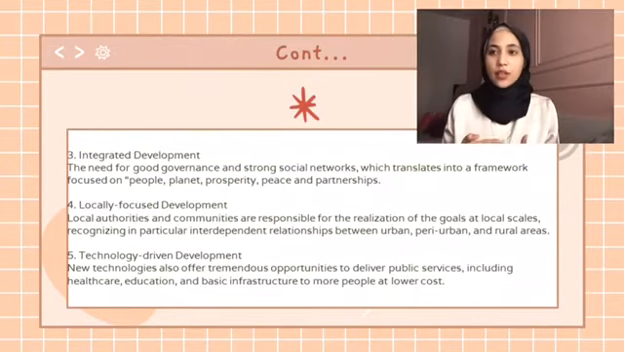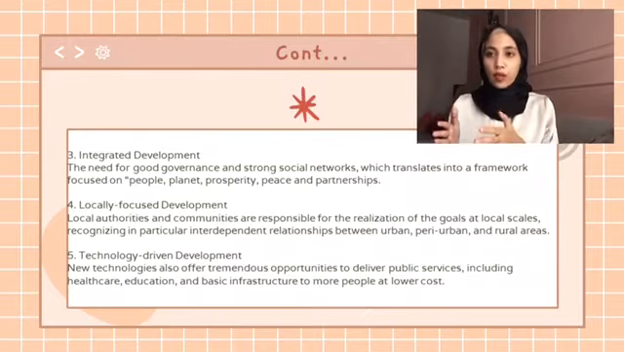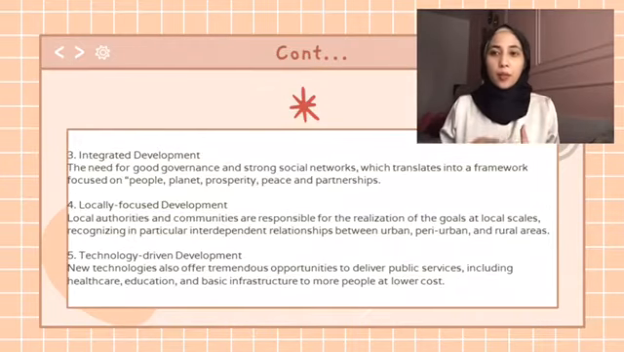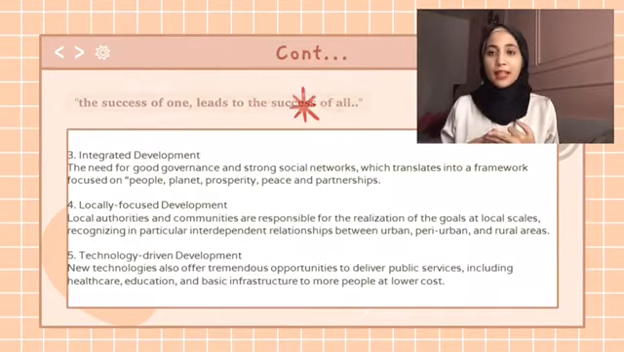The third key opportunity is integrated development. In this opportunity, the SDG will focus on the need for good governance and strong social networks, which translate into a framework focused on people, prosperity, peace, and partnerships. It is to promote the integration of the economy, environment, and society. It is believed that the success of one leads to the success of all.